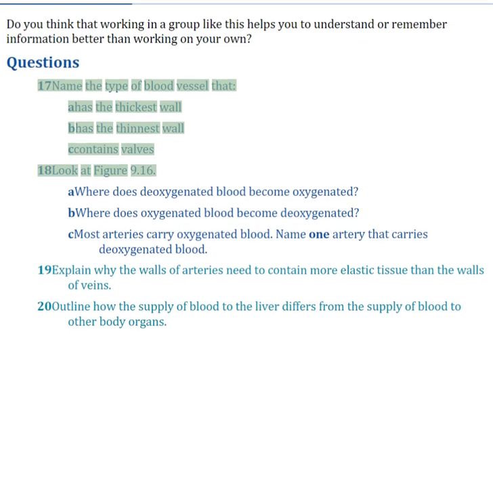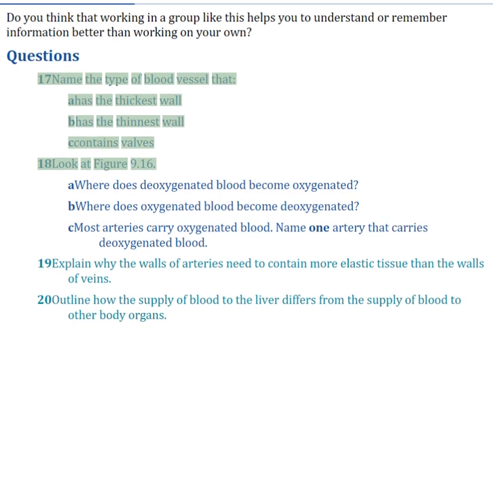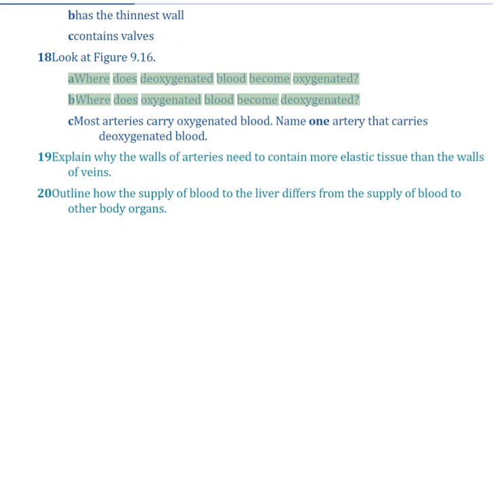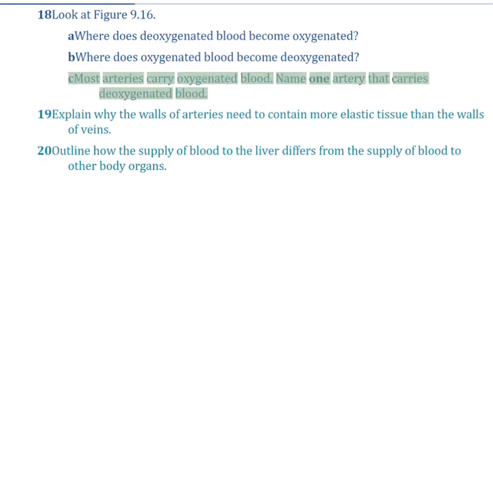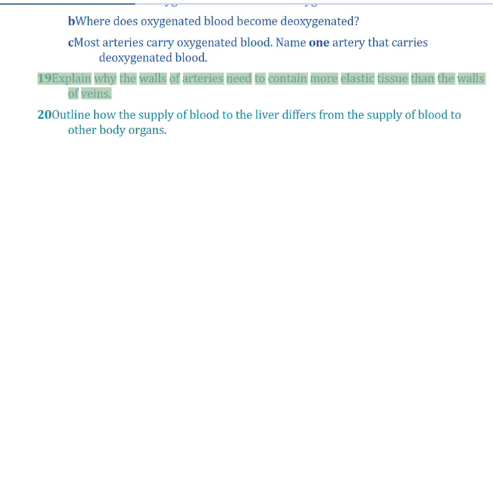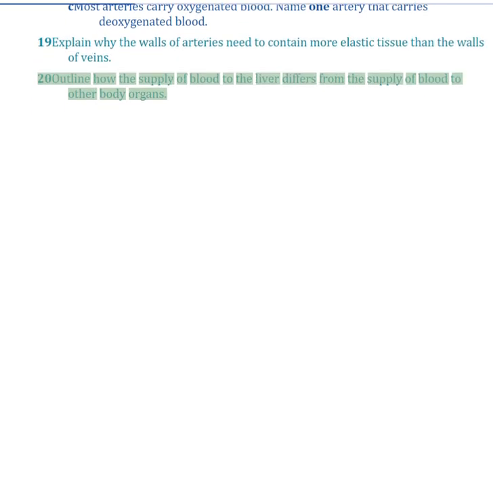Questions. 17. Name the type of blood vessel that has the thickest wall, the thinnest wall, and contains valves. 18. Look at figure 9.16. A. Where does deoxygenated blood become oxygenated? B. Where does oxygenated blood become deoxygenated? C. Most arteries carry oxygenated blood. Name one artery that carries deoxygenated blood. 19. Explain why the walls of arteries need to contain more elastic tissue than the walls of veins. 20. Outline how the supply of blood to the liver differs from the supply of blood to other body organs.